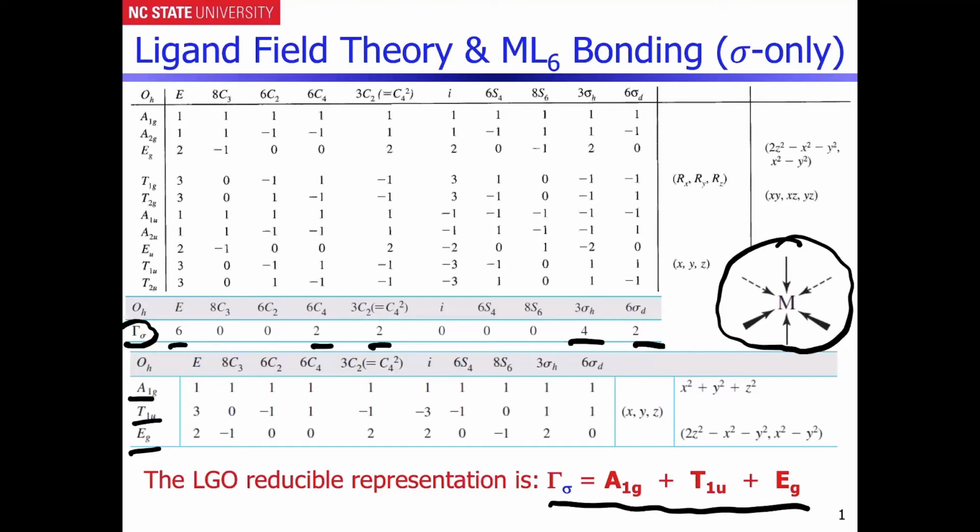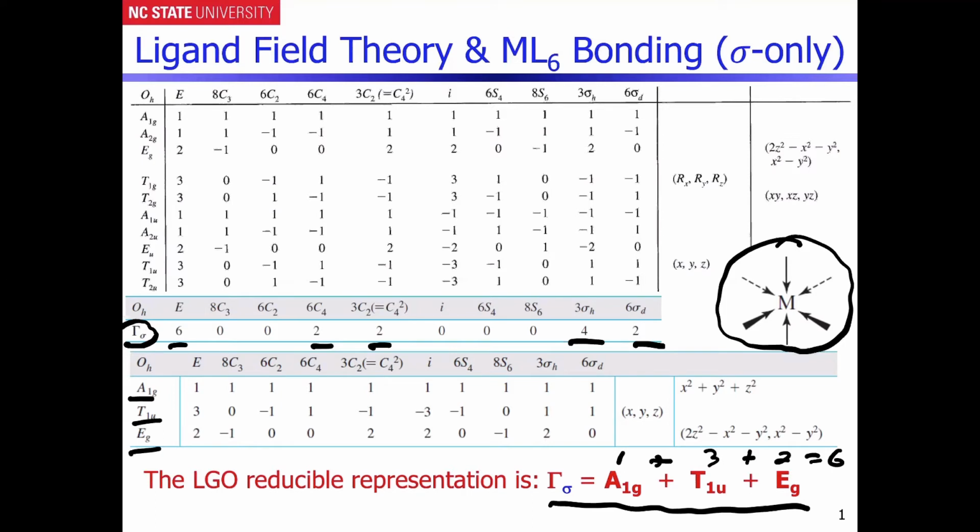And remember, you started off with a representation of 6, and remember, you basically have singly degenerate, triply degenerate, doubly degenerate. So if you add all of those up, you will see that you wind up with 6. So that is telling you you've gotten to the correct number of sigma bonding vectors that were necessary for this problem. So now what do we do with that information?